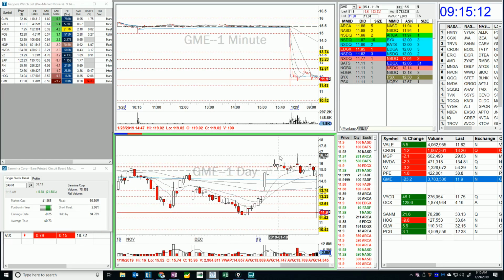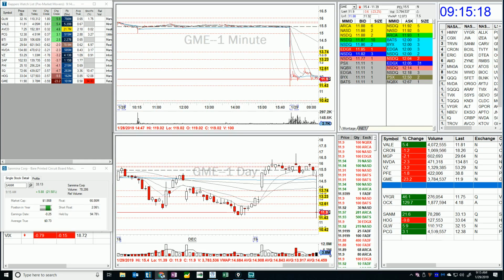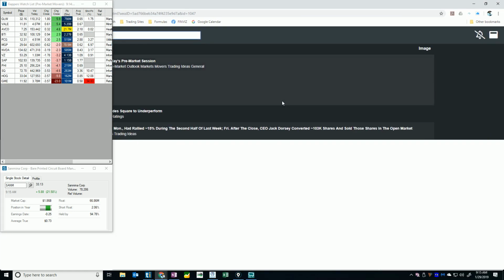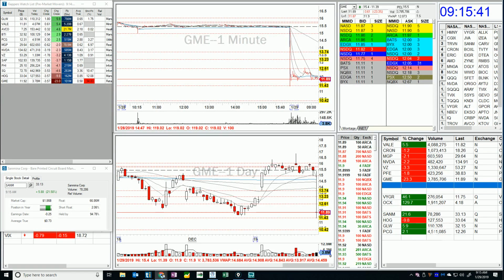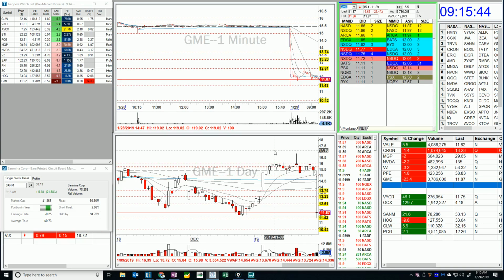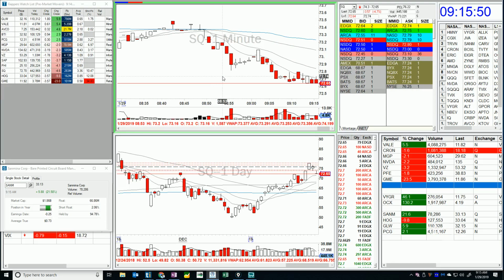Square's down a lot. Was it? Did it report? I didn't see. Oh, the infamous downgrade. I think Harley-Davidson reported, HOG. That's maybe why they're down.